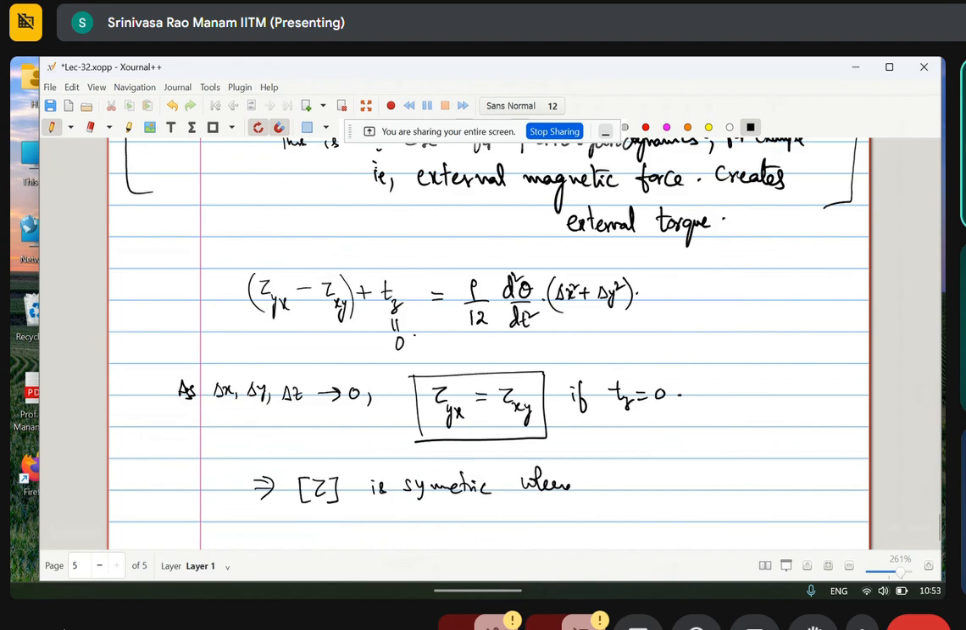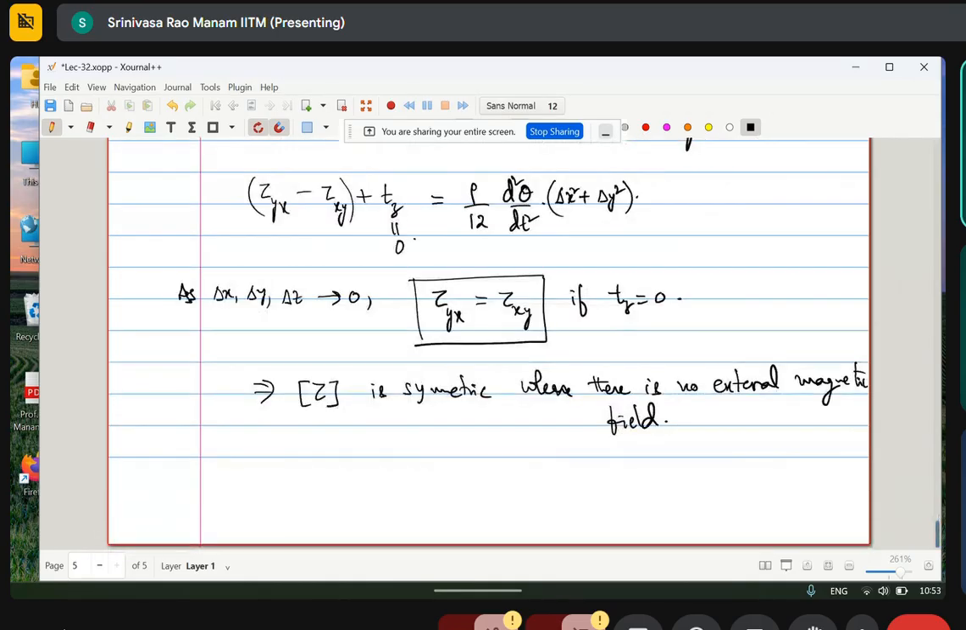When there is no external magnetic field, which is the case for those fluids that we consider, so this is what we do. So basically tau yx equal to tau xy, of course when x is not equal to y. When x equal to y it is also the same, that is anyway we know, right? So tau x is the same as tau xx only. So this is how you see this one.